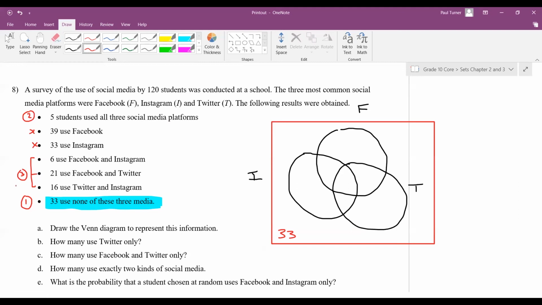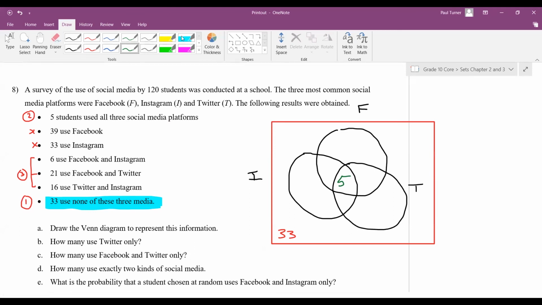So we know 5 use all 3 media. So I would just write that straight in the middle. 5 goes here. Okay, put that one in and then do these at step 3 there. And the missing one, you can put X. Some information is missing. Just put X there if it's missing. So 5 goes in the middle.